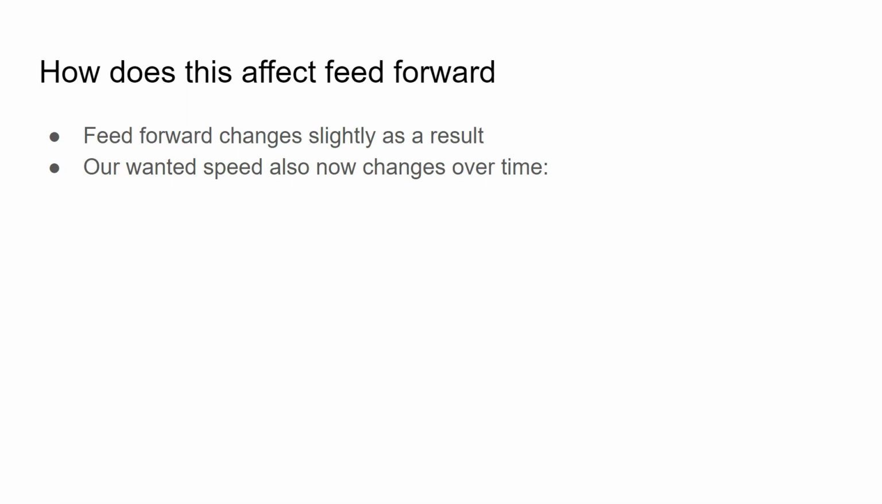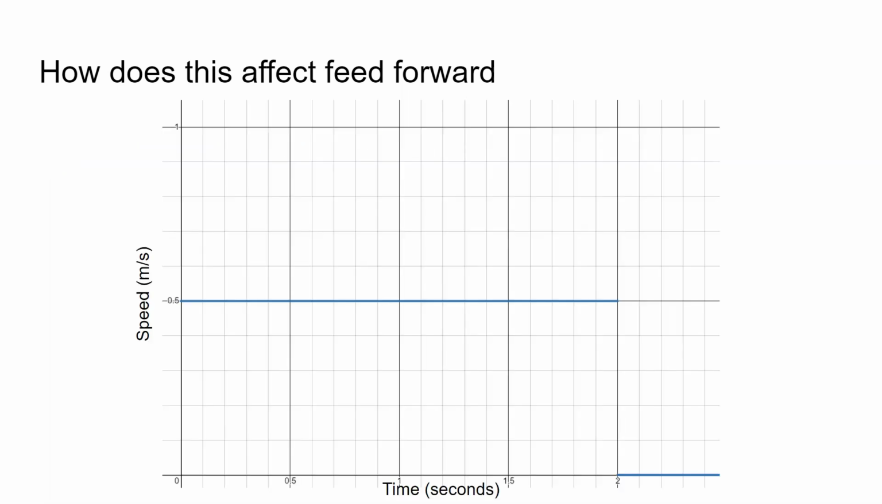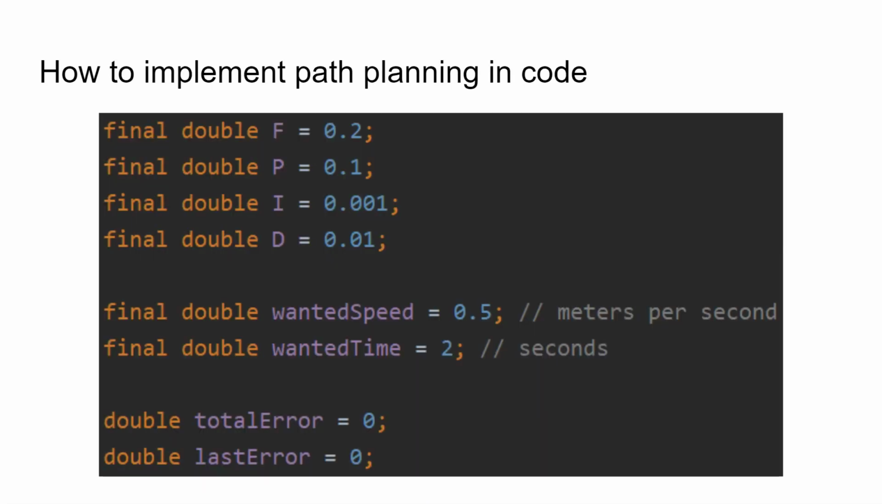The feed forward algorithm is depending on the speed that we want to go at. However, just like our distance changes over time, we also have a speed that changes over time, right? For the beginning of our path, starting at time 0, we expect to go at 0.5 meters per second. And the instant we hit 2, we're expecting to go at 0 meters per second. How do we implement this in code?